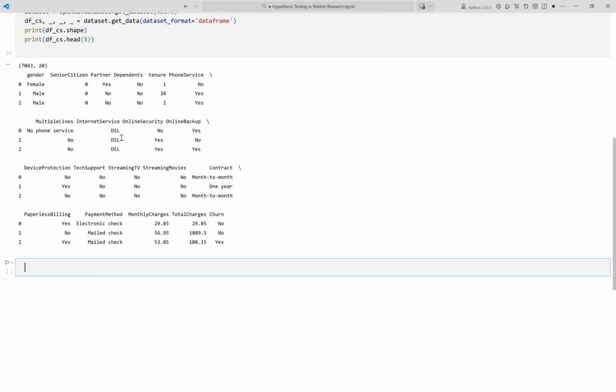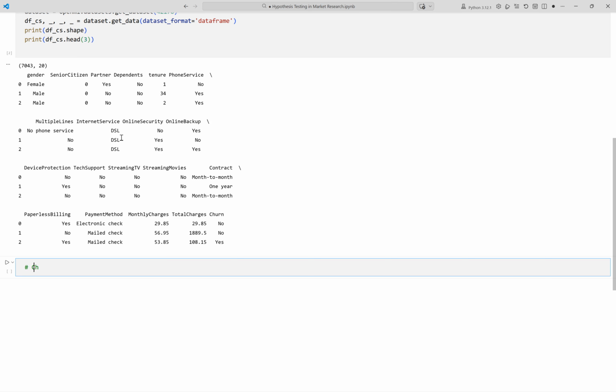and service-related information. Notice the mix of categorical variables like gender and contract type, alongside numeric columns like monthly charges, which indicates we must handle different data types carefully in hypothesis testing. This initial exploration helps ensure we understand the dataset structure before checking for missing values or mismatches, critical first steps in sound market research analysis. Try printing different slices of the data, such as df_cs.tail(3), to see more of its structure.